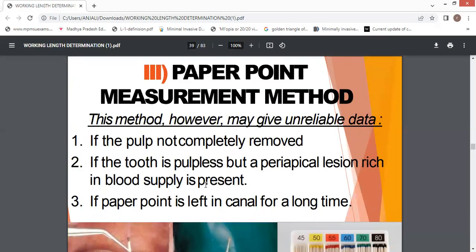Paper point measurement method. This method, however, may give unreliable data if the pulp is not completely removed, if the tooth is pulpless but a periapical lesion rich in blood supply is present, or if paper point is left in canal for a long time.